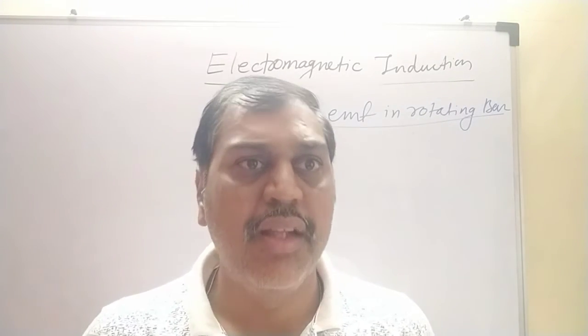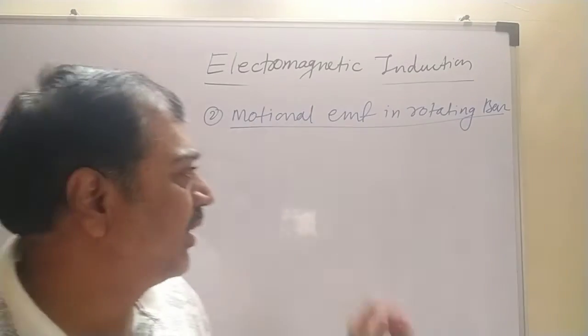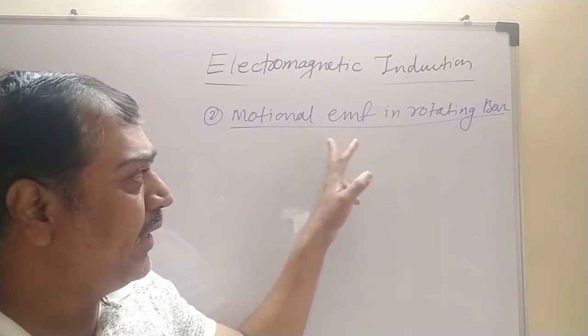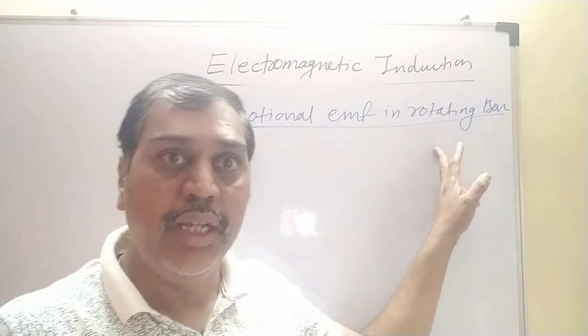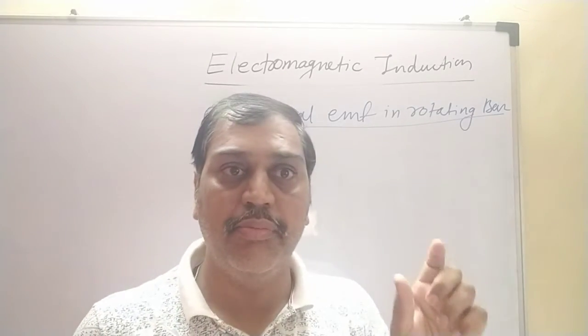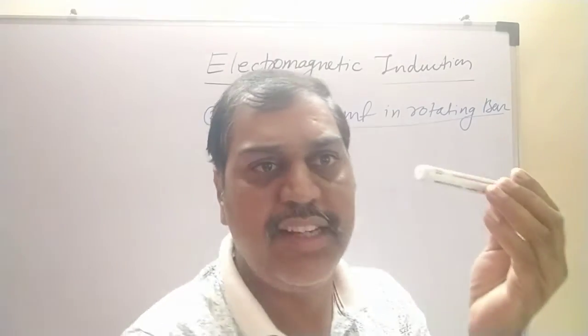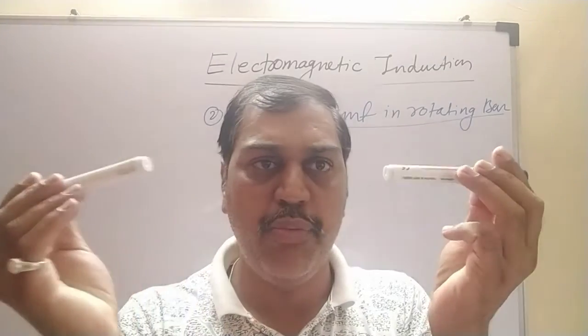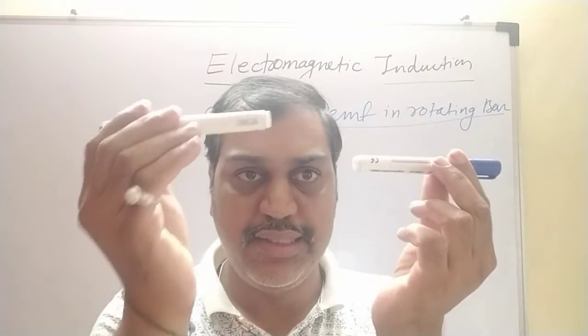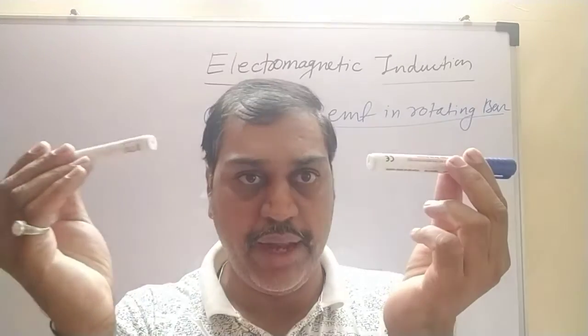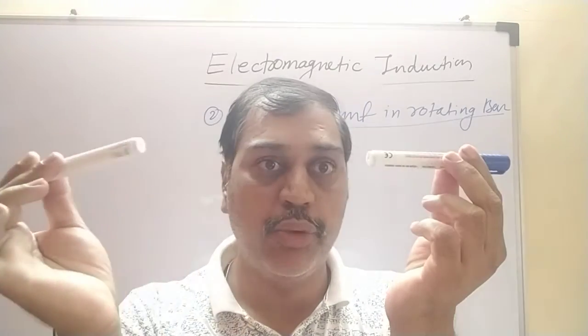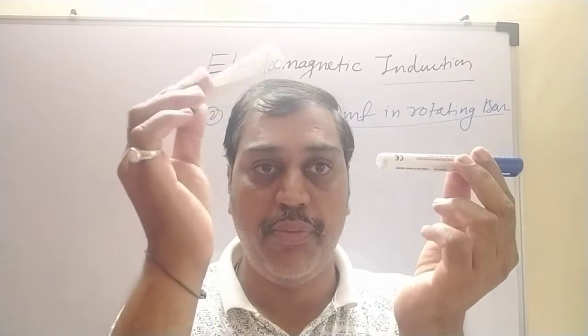Now the second part is remaining. That part is motional EMF in a rotating bar. Initially we saw the coil is kept here and this magnet is moving toward the coil and moving away. It is sliding toward or away. It is a linear, straight line motion, which is said to be translational motion of the magnet.